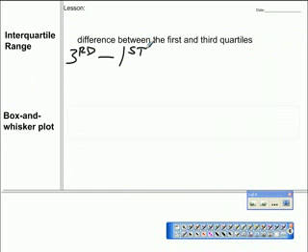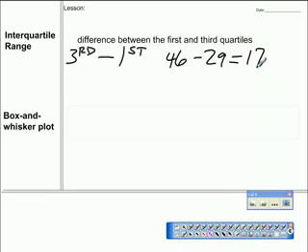So using the data set we just had, the third quartile was 46. The first quartile was 29. So 46 minus 29 is 17. The interquartile range, that's where the majority of the numbers will fall in a data set.